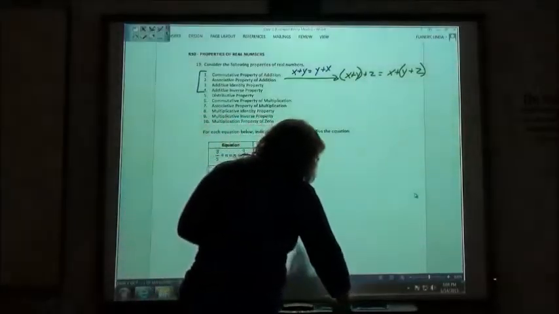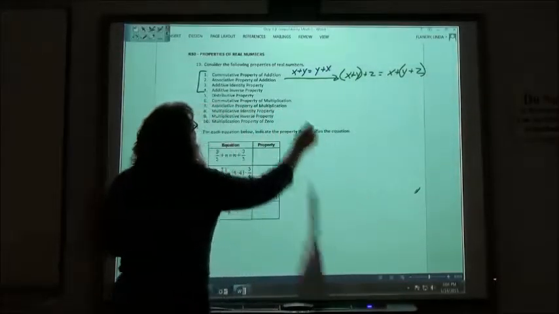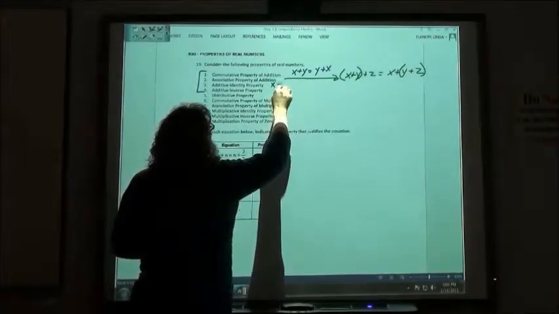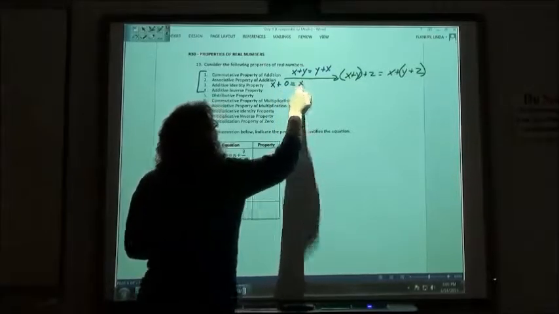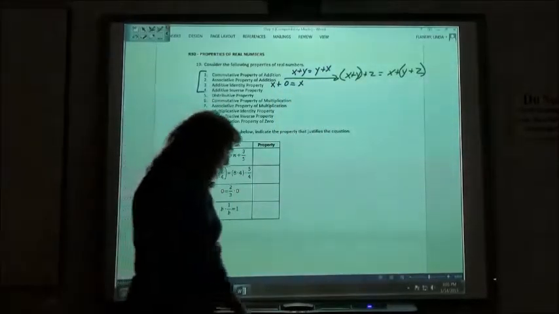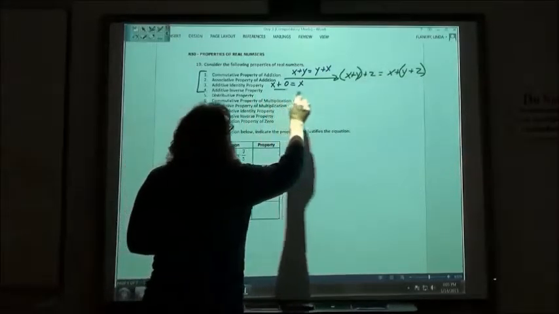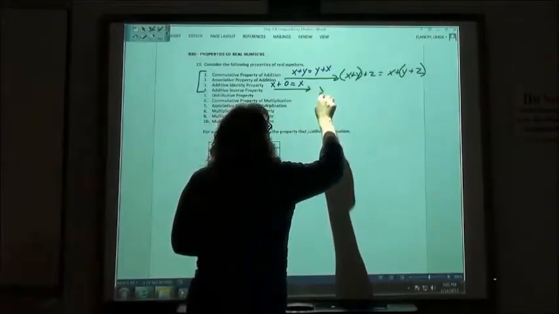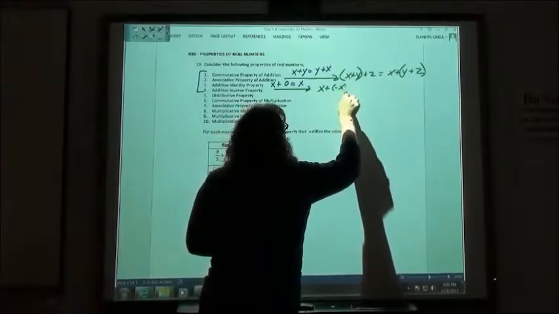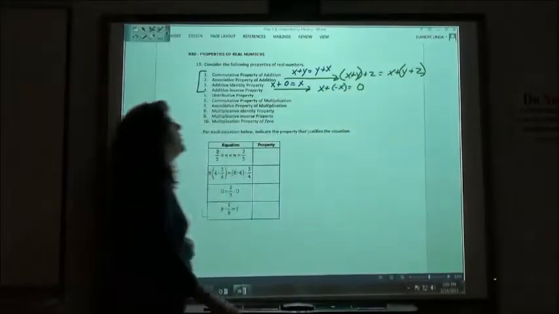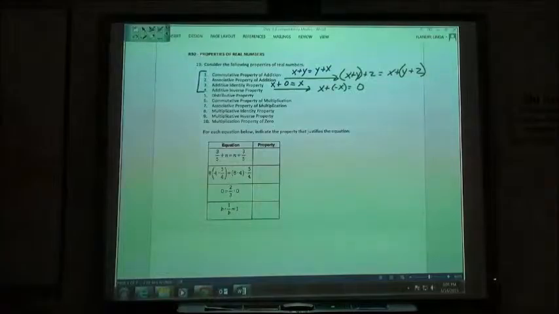We had our additive identity property, where we added 0 and we said x plus 0 still stayed x. And we had our additive inverse property, where we added opposites and we said x plus a negative x equals 0. So those first four are the same four that we already had.